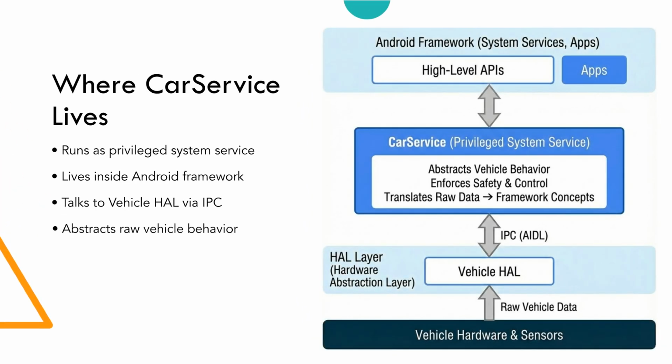Carservice runs as a privileged system service inside the Android framework. It is not an app, and it is not part of the HAL layer. Its primary responsibility is to abstract vehicle behavior and expose it through safe, high-level APIs. Carservice communicates with the vehicle HAL using IPC mechanisms, typically AIDL. This positioning allows Carservice to translate raw vehicle data into meaningful framework-level concepts.